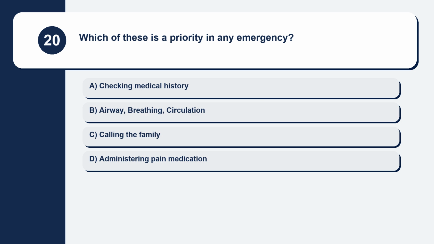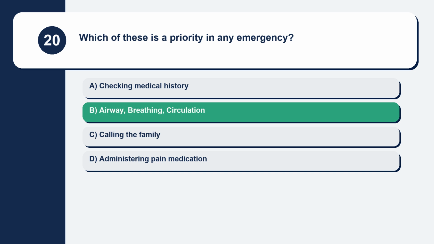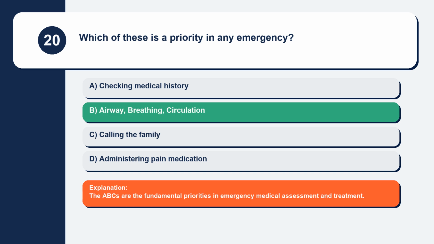Question 20. Which of these is a priority in any emergency? Checking medical history. Airway, breathing, circulation. Calling the family. Administering pain medication. The ABCs are the fundamental priorities in emergency medical assessment and treatment.